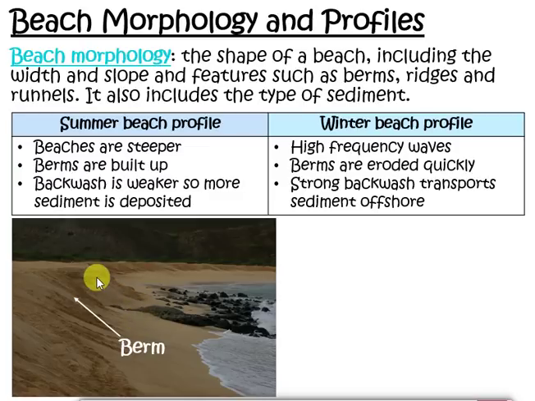So just to recap, summer beach profiles, deposition is the dominant process. Constructive waves surge up the beach and tend to have a strong swash and a weak backwash. So deposition's dominant and we get berms. Winter beach profiles, those berms are very vulnerable to erosion. High energy shocks from storms are going to erode these berms and transport the sediment offshore.